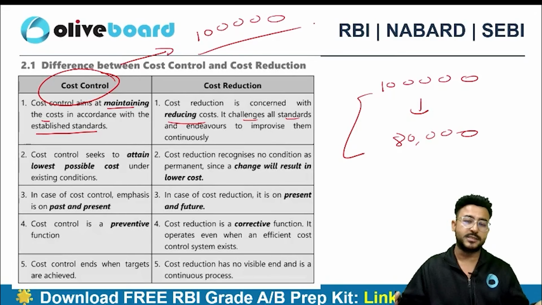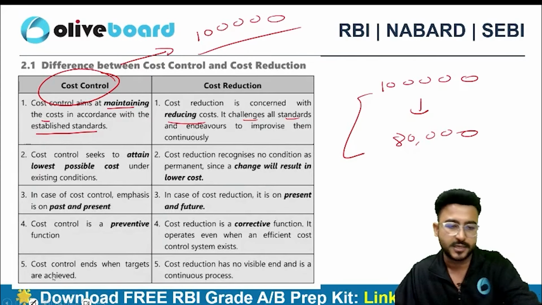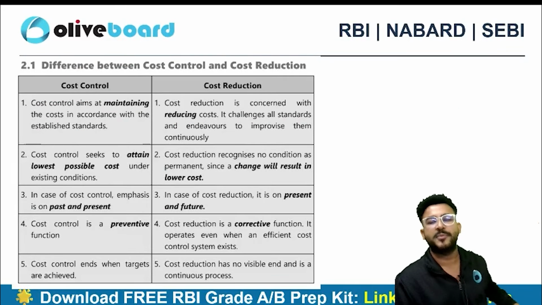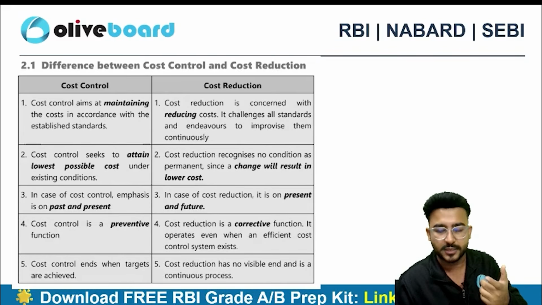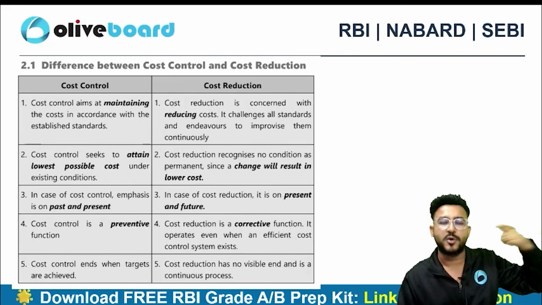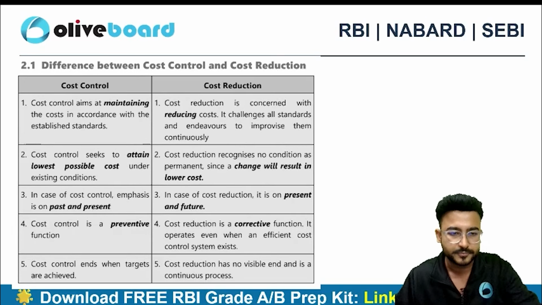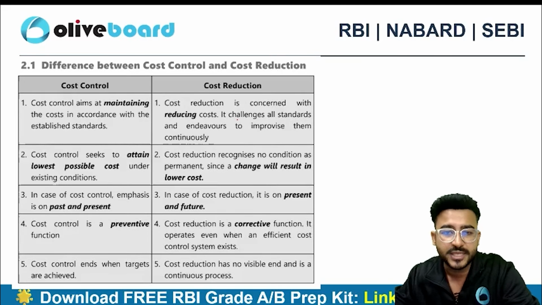That's what the difference is. I will limit my cost to the budget, whereas here I challenge my budget. अरे बजट क्या होता है, मैं तो इससे भी कम में काम चला लूंगा. That's cost reduction. मैं 1 लाख में काम चला लूंगा. That's cost control. मैं इससे भी कम में काम चला लूंगा. That's cost reduction. Right? So here we challenge all the standards.